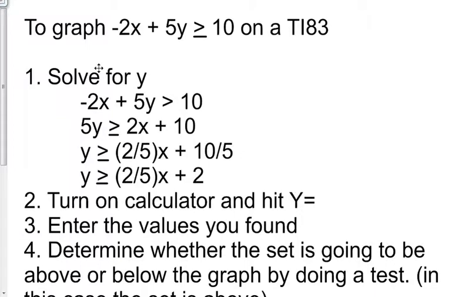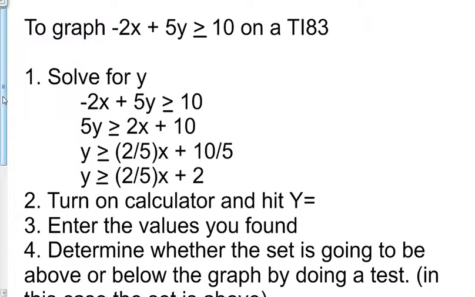To graph negative 2x plus 5y is greater than or equal to 10 on a TI-83, the first thing you have to do is solve for y. Negative 2x plus 5y is greater than or equal to 10. 5y is greater than or equal to 2x plus 10, so I added 2x to both sides. Y is greater than or equal to 2/5 x plus 10 over 5, so I divided by 5. Y is greater than or equal to 2/5 x plus 2. Notice how I did not have to divide by a negative number, so my sign didn't change direction.